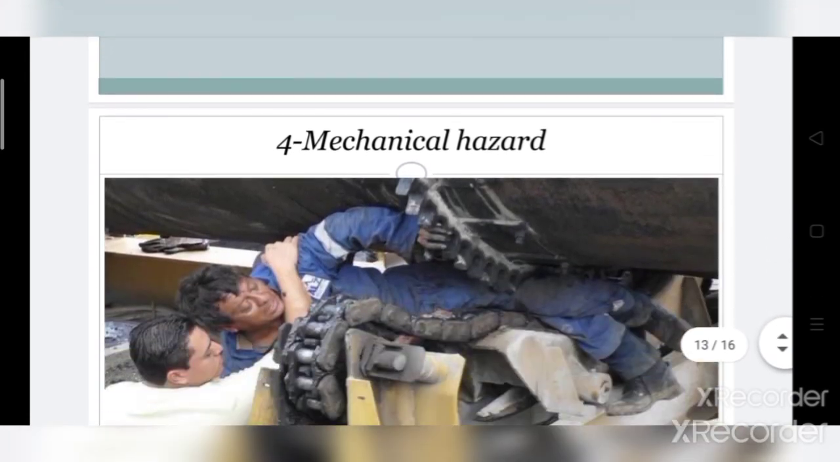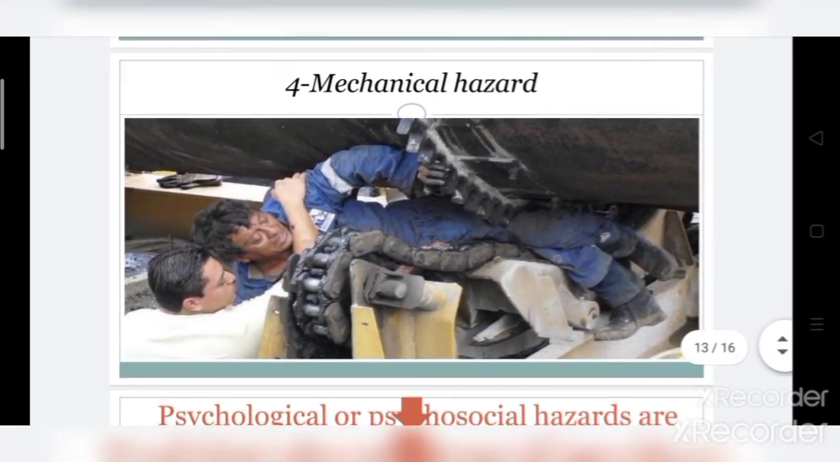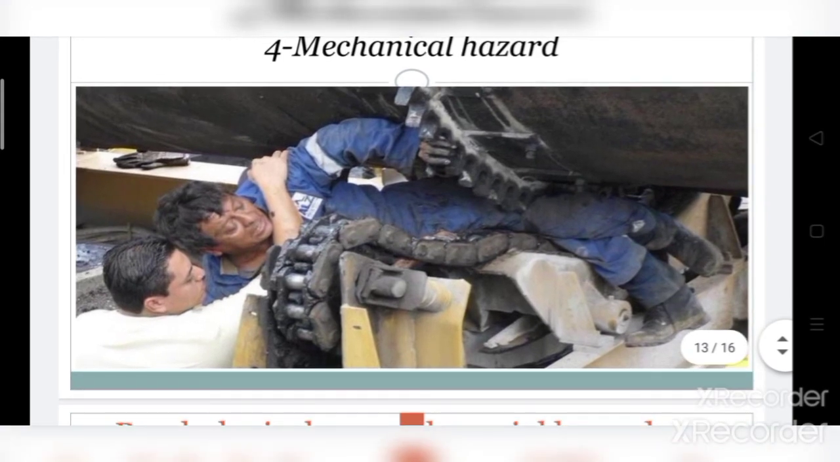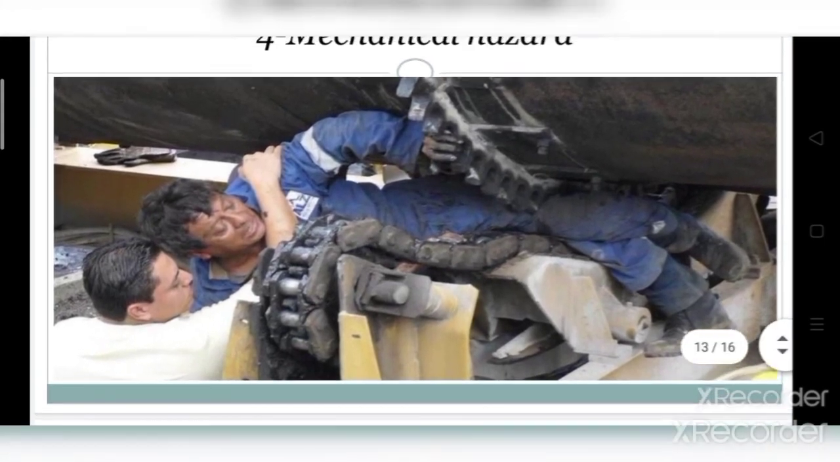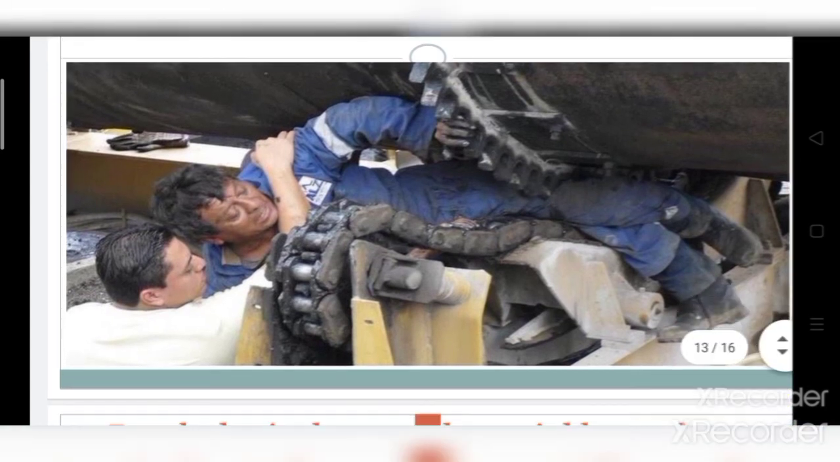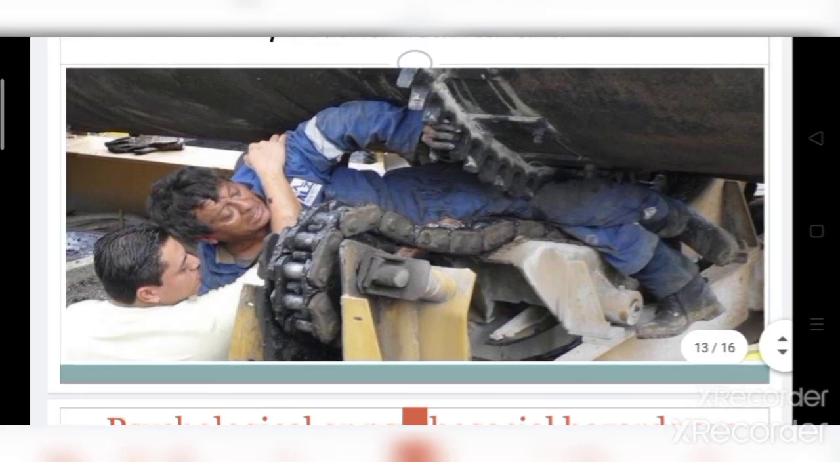I am showing a picture. This is a mechanical hazard, where people are physically affected, but you can see that a person is affected by entanglement in the machine or chain. These types of accidents are seen due to improper supervision of the work area. Also, they have no proper knowledge about this work.